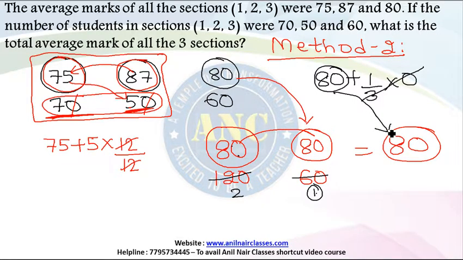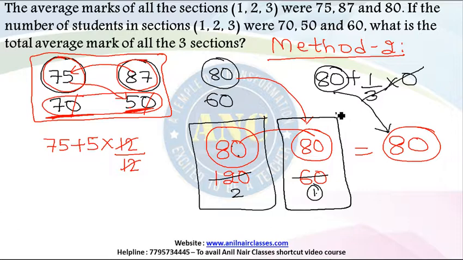Whenever there are more than 2 parameters involved in a question, please take any 2 parameters at a time. Combine those 2 parameters into a single parameter and do it with the remaining value which was not taken earlier. I hope the idea is very, very clear for you people.